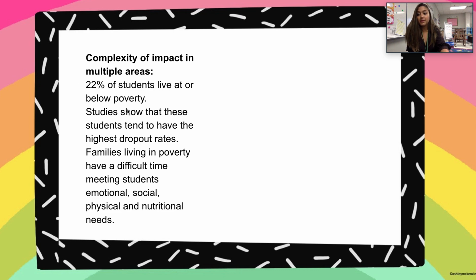Okay, so it's actually 22% of students live at or below poverty. One study showed that students who live at or below poverty have higher dropout rates. And families of poverty, low income, might have a difficult time meeting the students' emotional, social, physical, and nutritional needs, which could really cause a delay in their development and growth.